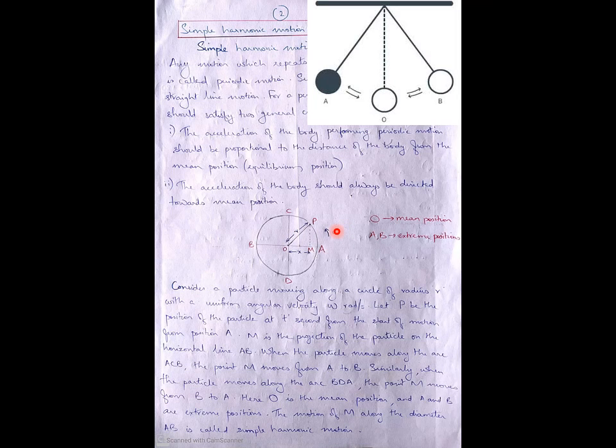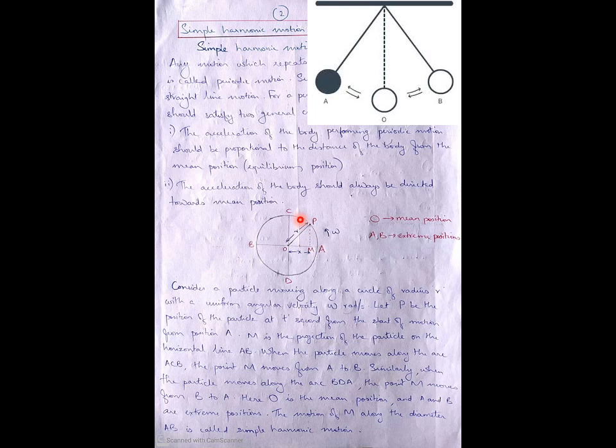Now consider at any particular instant t, let P be the position of the particle. So as it is moving from this position to this position, at a particular instant, let P be the position of the particle. Now what we are doing is we are projecting this P to the horizontal line AB. So this P is projected downwards to the line AB. Let M be the projection. So at this particular point P, M is the projection on the horizontal line.